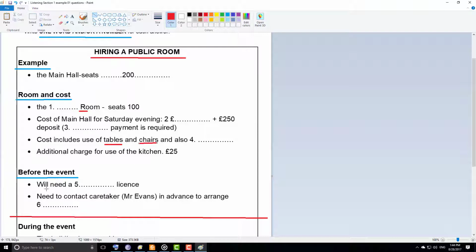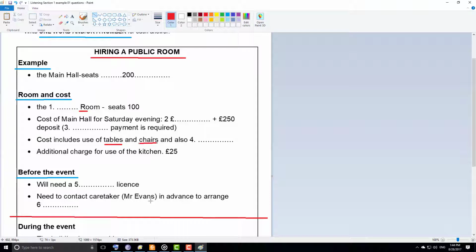Now for number 5, before the event, so if you want to hire this room, you need some license. This question is too difficult to try to predict, so I would suggest just moving on to number 6.